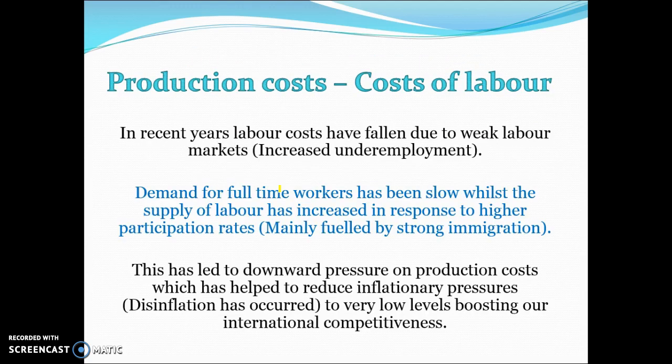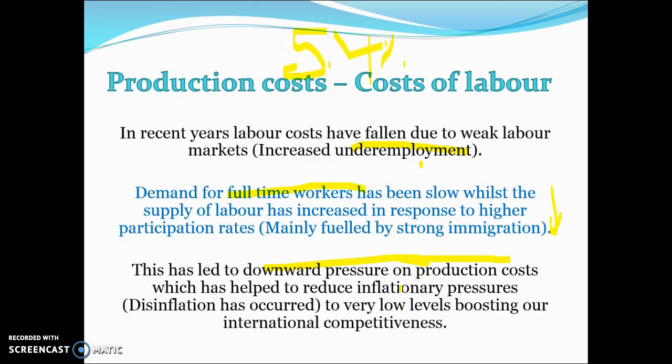If you're doing a question on naming something that's causing our international competitiveness to increase, the main one at the moment is the decrease in the cost of labour. In recent years, labour costs have fallen due to weak labour markets. Not only have we got unemployment above the target range, which is currently at about 5.4%, we've also got underemployment at the moment of around 8 or 9%, which is leading to a lot of spare capacity. So the supply of labour is outweighing demand. Demand for full-time workers is continuing to fall, and that's all leading to downward pressure on production costs because it's keeping wages down, and that can all help to reduce inflationary pressures and boost our international competitiveness.